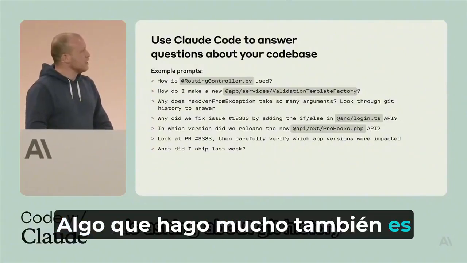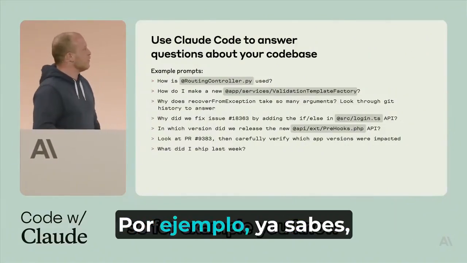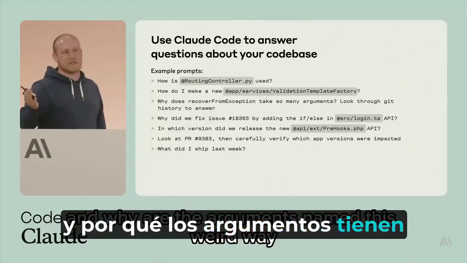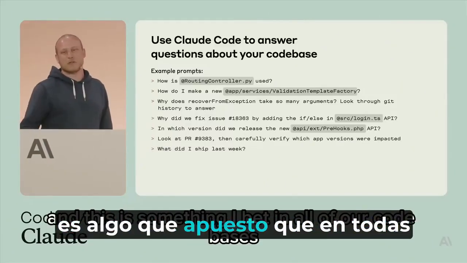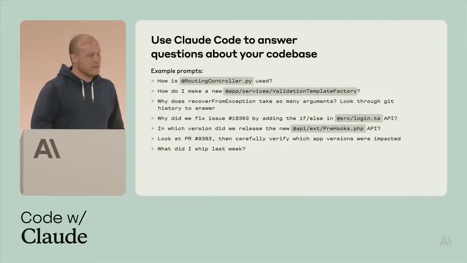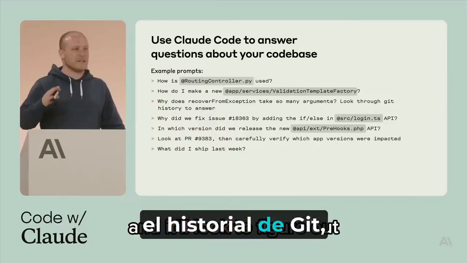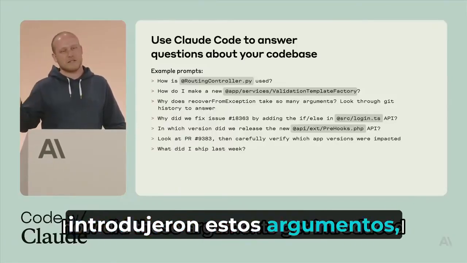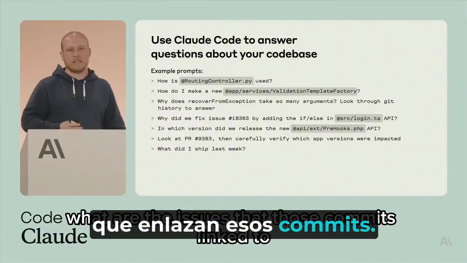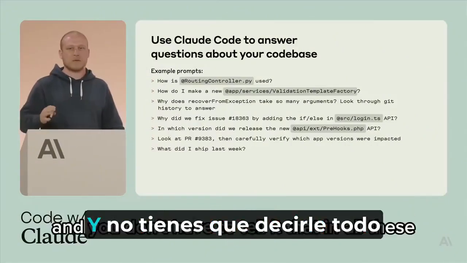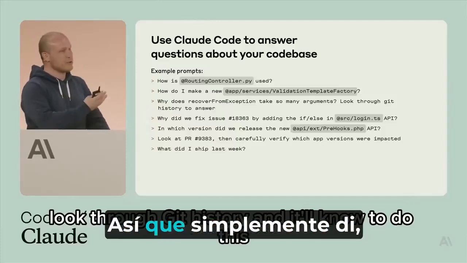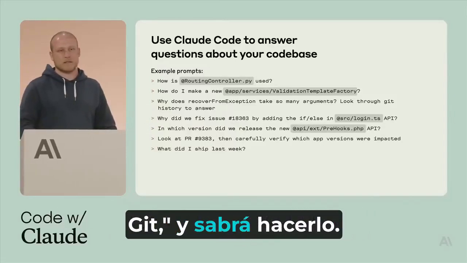Something that I do a lot also is ask it about Git history. So for example, why does this function have 15 arguments, and why are the arguments named this weird way? And this is something I bet in all of our code bases, you have some function like this or some class like this. And Claude Code can look through Git history, and it'll figure out how these arguments got introduced, and who introduced them, and what was the situation, what are the issues that those commits link to. And it'll look through all this and summarize it. And you don't have to tell it that in all this detail. You just ask it. So just say, look through Git history, and it'll know to do this.